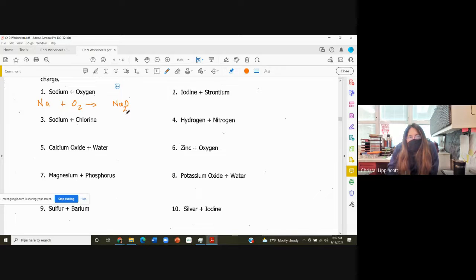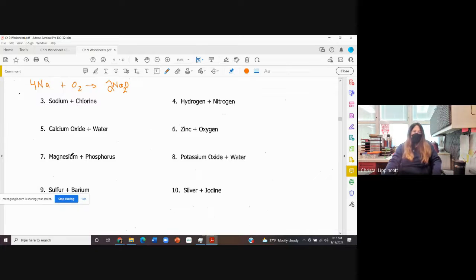Now I need to get this guy to balance. So even and odd, I do what? It's the saying, even and odd. What do I do? Double the odd. Remember that? Even and odd, double the odd. So my oxygens are balanced now, but my sodiums are not. So if I put a 4 there, I've got that balanced. Okay. And then we're going to do number 5 here as well.